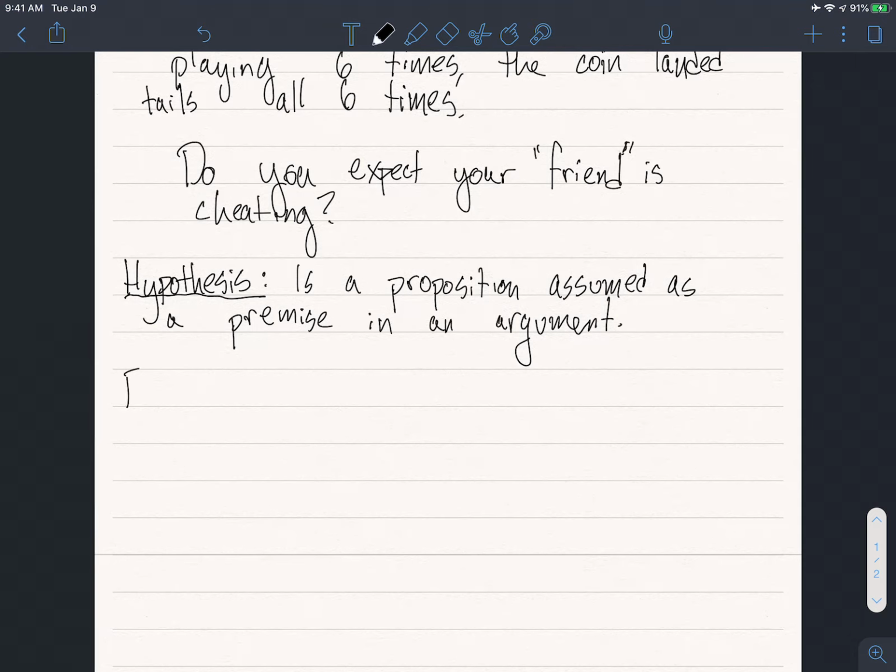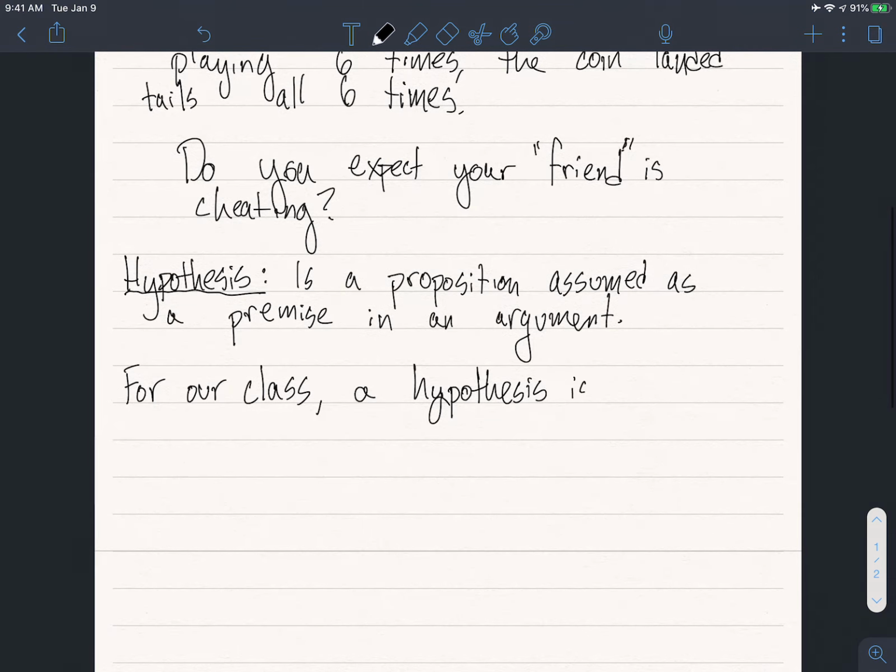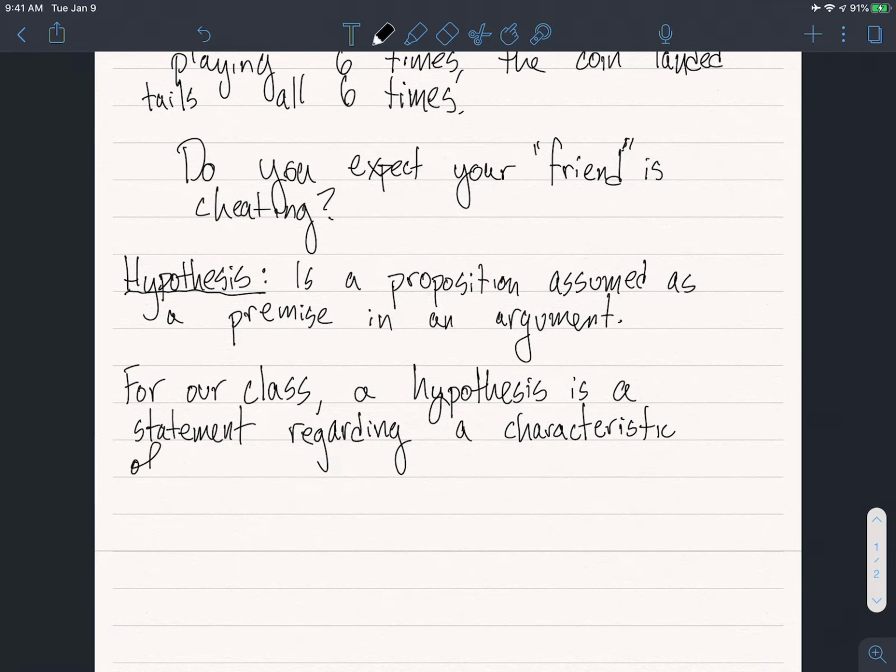So for statistics, let's be specific here. For our course or our class, a hypothesis is a statement regarding a characteristic of one or more populations.